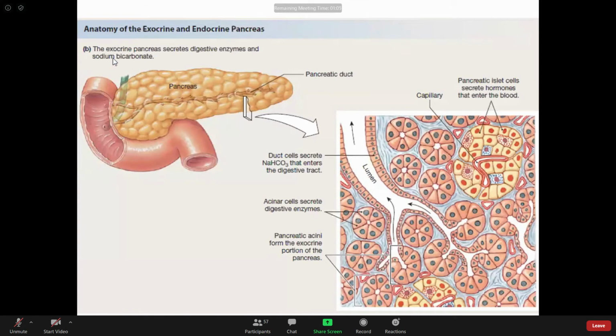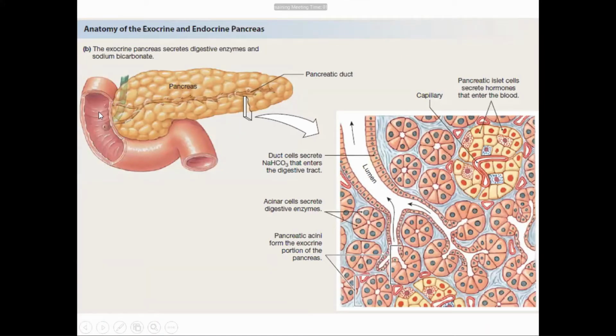Whenever the acidic chyme comes into the second part of the duodenum, that acidic chyme is neutralized by bicarbonate. This bicarbonate is released in response to which hormone? Secretin. Secretin stimulates the ductal cells to release more bicarbonate. And cholecystokinin acts on the acinar cells to increase the enzymatic secretion.